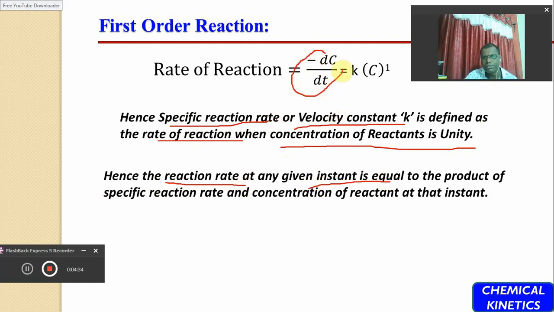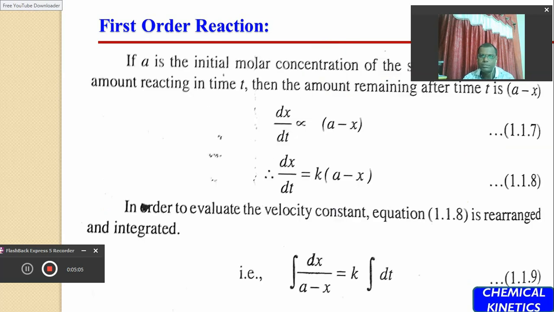Hence the reaction rate at any instant, minus dC by dt, is equal to the product of the specific reaction rate and the concentration of reactant. That's why the rate of reaction at any instant is equal to the product of the specific reaction rate and the concentration of reactant at that instant. So this is how we can write the equation for the rate of reaction for a first order reaction, in which the rate of reaction depends upon only one reacting substance.